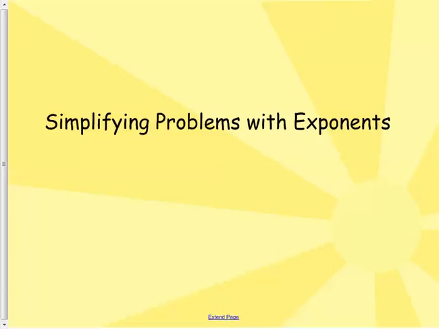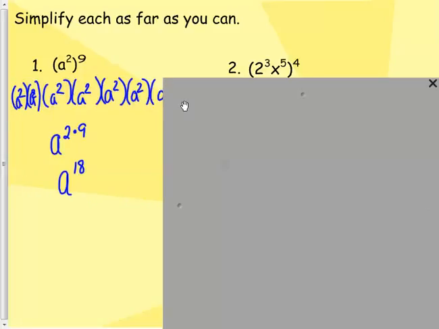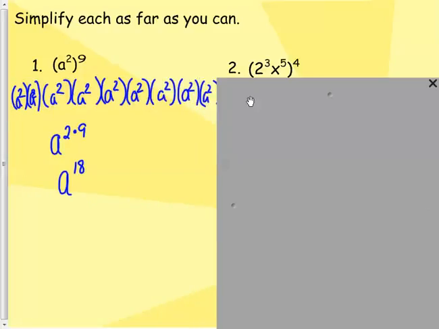Hey guys, let's talk about simplifying problems with exponents. If I have a squared to the power of 9, what that really means is a squared written out 9 times. But the cheat code, if you will, is to multiply 2 times 9 because it's being repeated 9 times. So a to the 18th power.